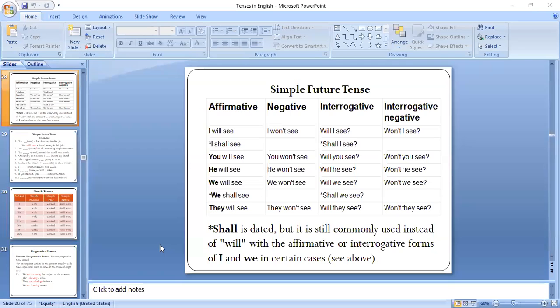Please write this chart in your notebook so that you get an idea about the sentence structure of the simple future tense. Please write it down in your notebook. I am going to give you two minutes for that.